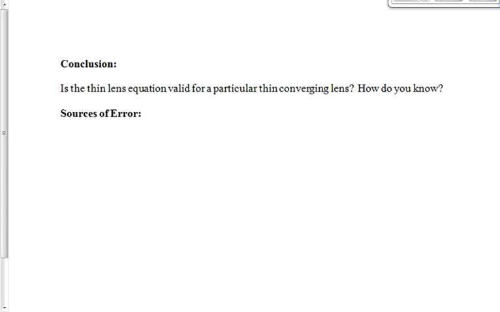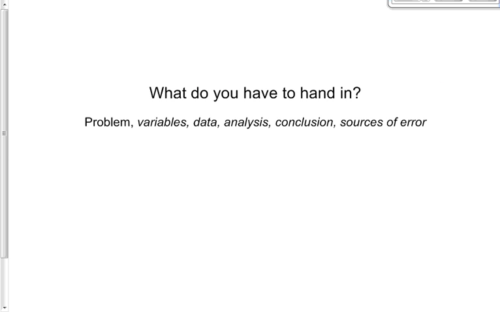Now, what do we have to hand in for this? It's not a full lab write-up, but it is a little bit more than the last one you did. I want you to hand in a problem, the variables, and we can skip forward to data, analysis, conclusion, and sources of error. I could make you do a procedure here, but I gave you the procedure, which we almost always do anyways. Save a little bit of time here, avoid that, and just do problem, variables, data, analysis, conclusion, and sources of error.